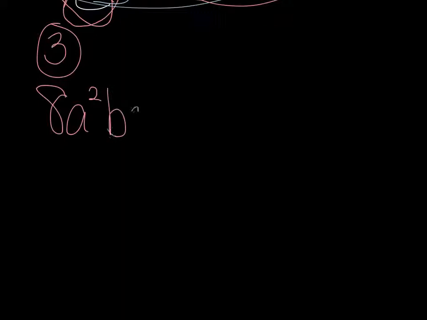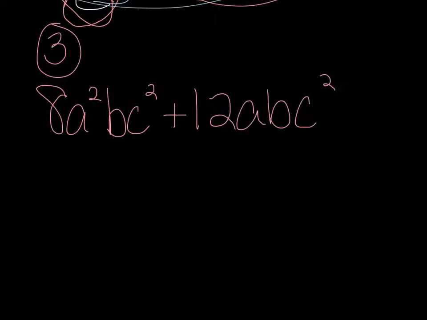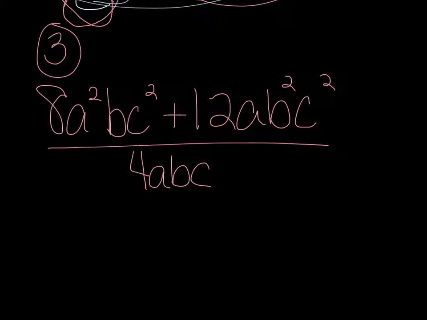Okay, I'm going to give you guys one to try. Okay, let's do 8a squared b c squared plus 12a b squared c squared. Sorry, we're going to add, so a b squared, c squared. So squareds on both the b's and the c's. Divided by 4abc.